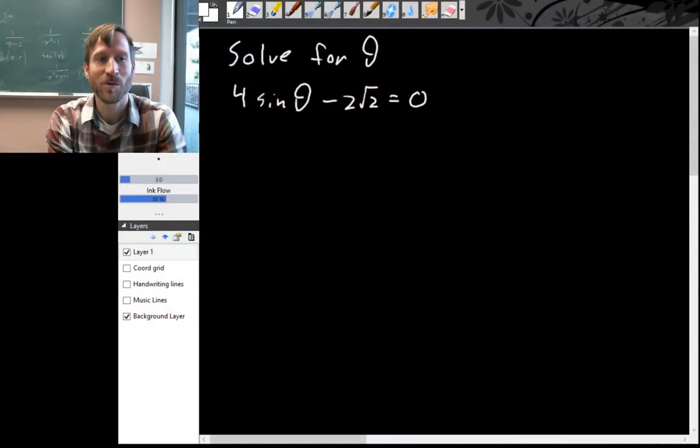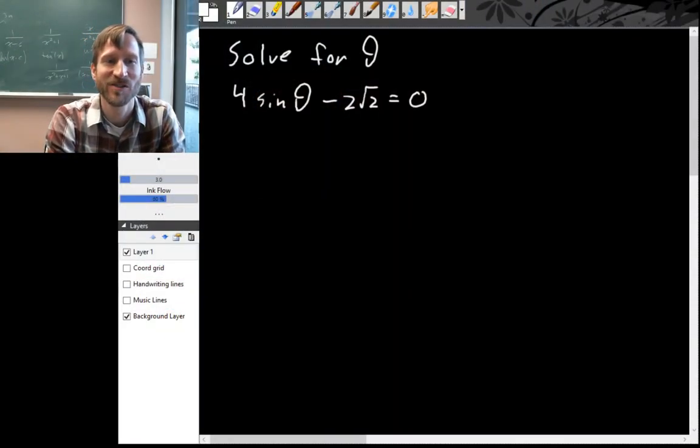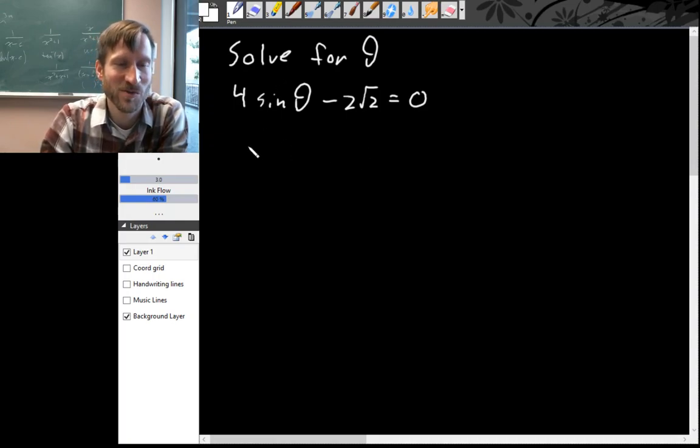Here's an example of solving a basic trigonometric equation that has sine in it. So our equation is 4 sine theta minus 2 times root 2 equals 0. And since we're solving an equation, we have to be sure to find all solutions, not just one solution.